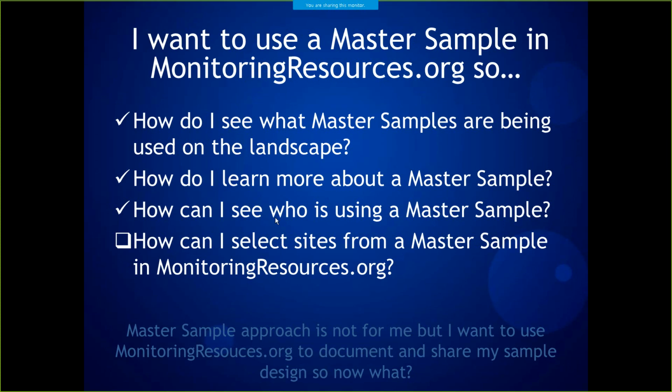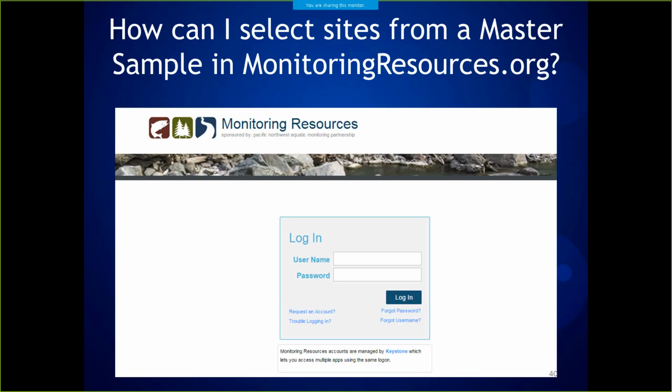How do you use MonitoringResources.org to select sites from a master sample using the GRTS algorithm? So what you do to do that is you go to MonitoringResources.org and you log in. If you don't have a login account, you can request an account on this page. There is a video on the MonitoringResources.org video page that would help you understand how to do that. First, you want to request an account, and then you can log in.